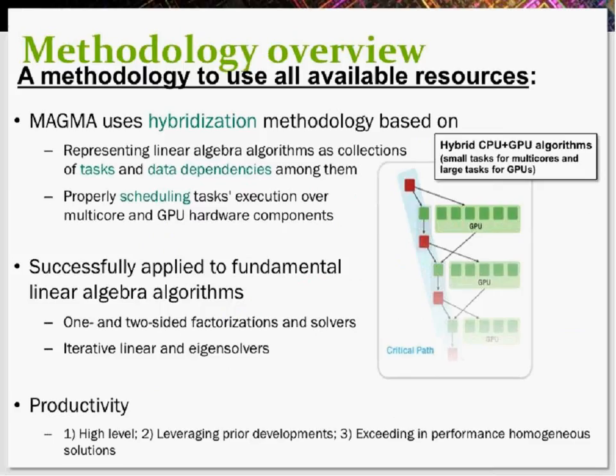Now going to the methodology overview. Very briefly for now, we use a hybridization methodology. This is what we call it when we split an algorithm into tasks. As mentioned before, our operations can naturally be split into a sequence of block calls. So we split these even into smaller ones. And in general, you would have an algorithm where there would be a critical path, operations that are in general very difficult to parallelize.